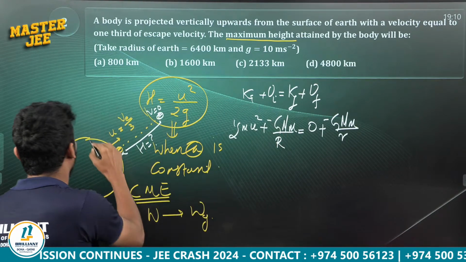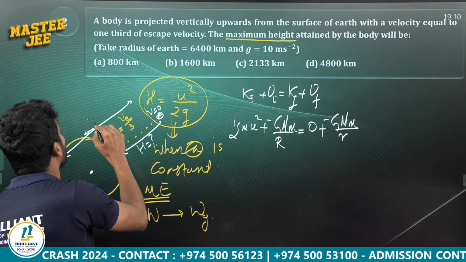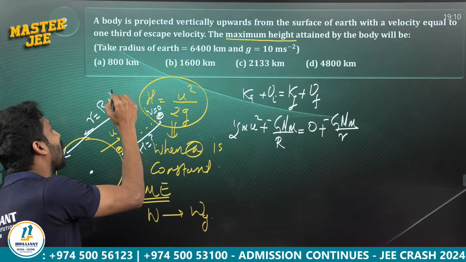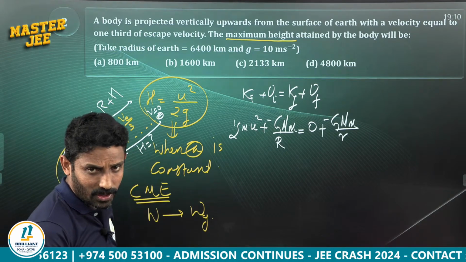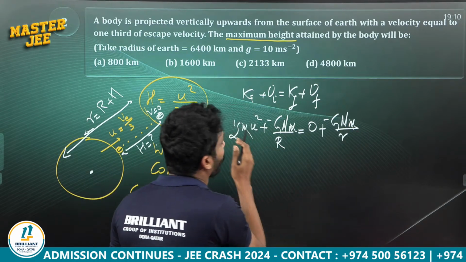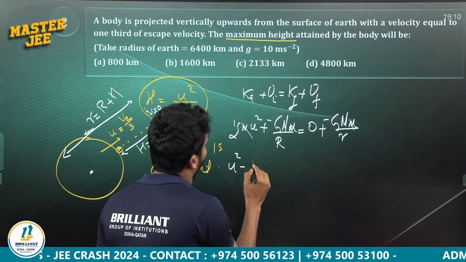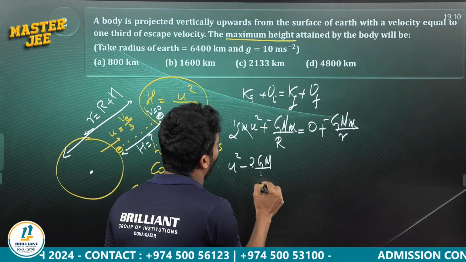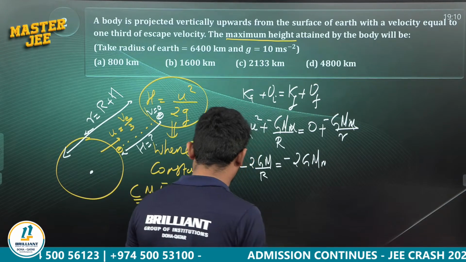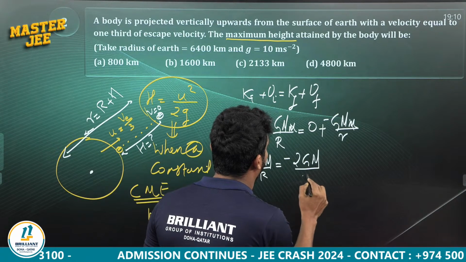What is this small r? It is the distance of the body from the center of the Earth, which is equal to R plus h. This h is asked in the question. This small m can be cancelled. Now we multiply this equation with 2. We get u square minus 2GM by R is equal to minus 2GM divided by r.